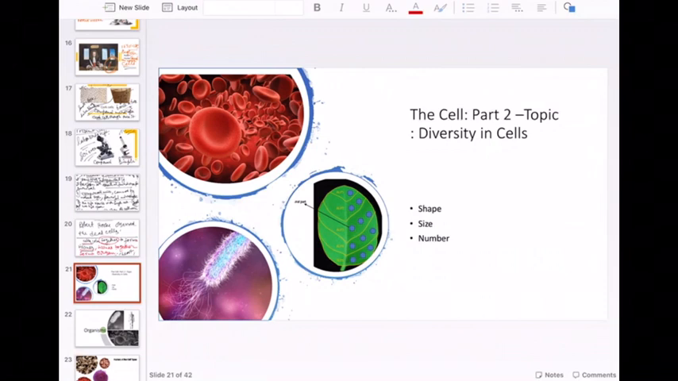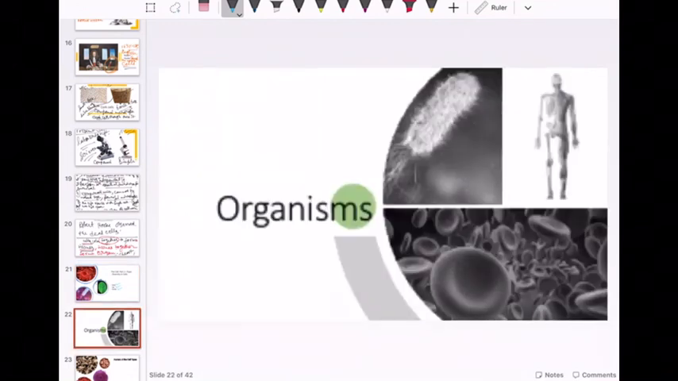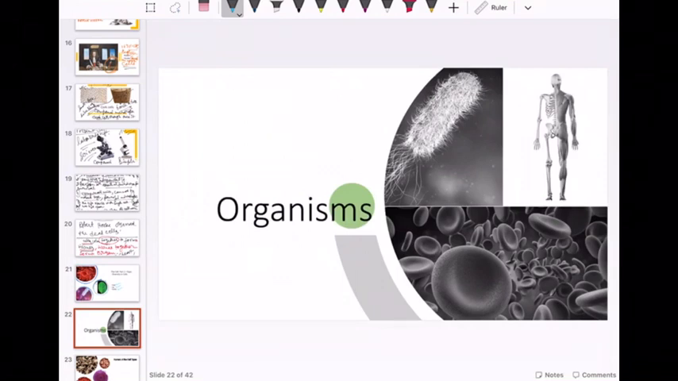Now you see, students, cells in different organisms differ in shape, size, and number. Not only in different organisms, students, the cells differ in shape, size, and number within a single multicellular organism also. Okay, so we will come to know about it slowly.